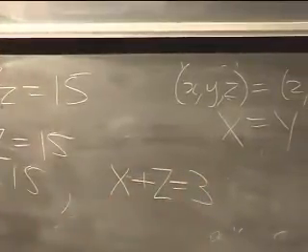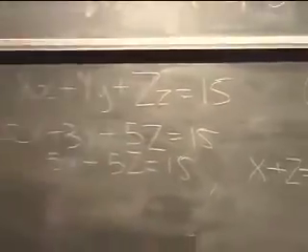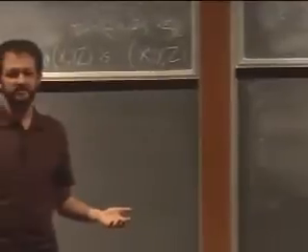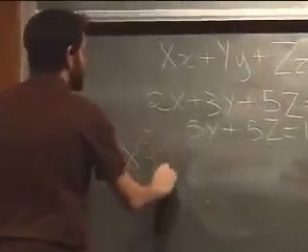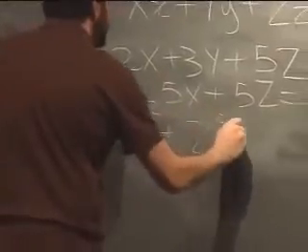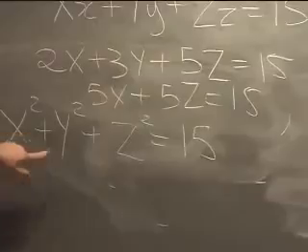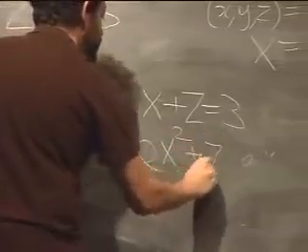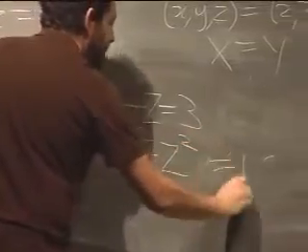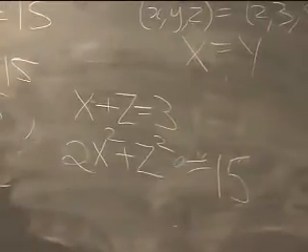What's the one other thing that we know about capital X, capital Y, capital Z? It lies on the sphere. So we also know that X squared plus Y squared plus Z squared equals 15. And remember, X equals Y, so this means that 2X squared plus Z squared equals 15. And we just need to solve those equations simultaneously to finish off the problem.